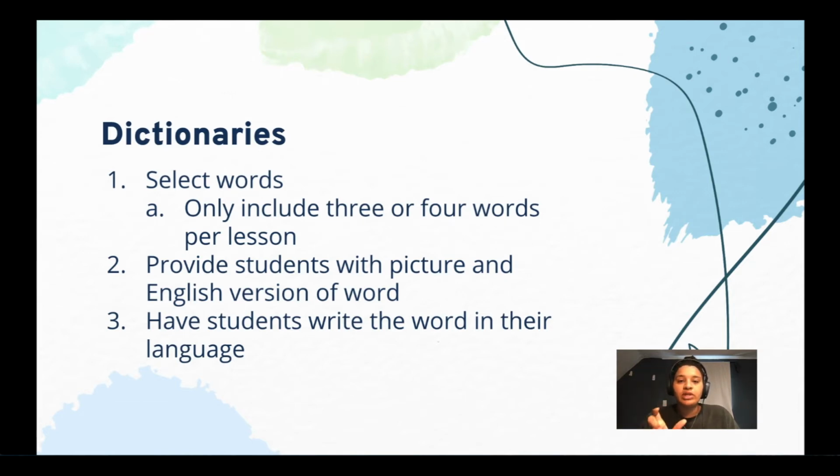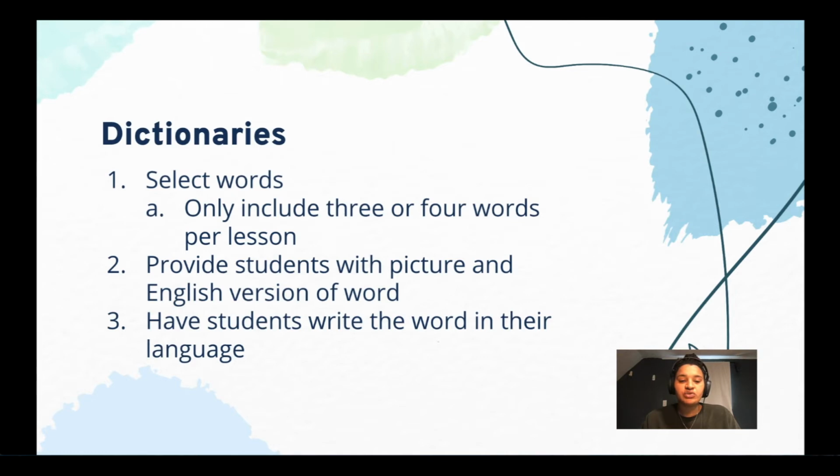You want to really be selective about the words because you want students to be able to engage and use those words in a meaningful way. If you overload them with vocabulary words, they're not going to be able to remember them, and it's not going to be a productive activity. So again, only select 3 or 4 words, unless your students are higher level English speakers and they already have gained a lot of English vocabulary.